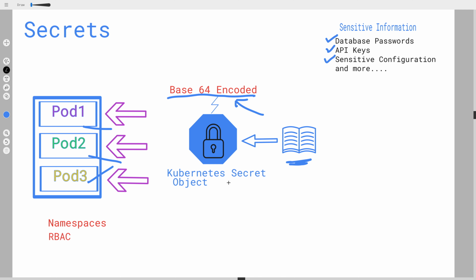Other things to consider is that if this is a Kubernetes secret, you might also need to add additional security like namespacing and also role-based access control in order to really make it so that this is not available to unnecessary actors. So that's the short overview of basically how we inject sensitive information into Kubernetes.